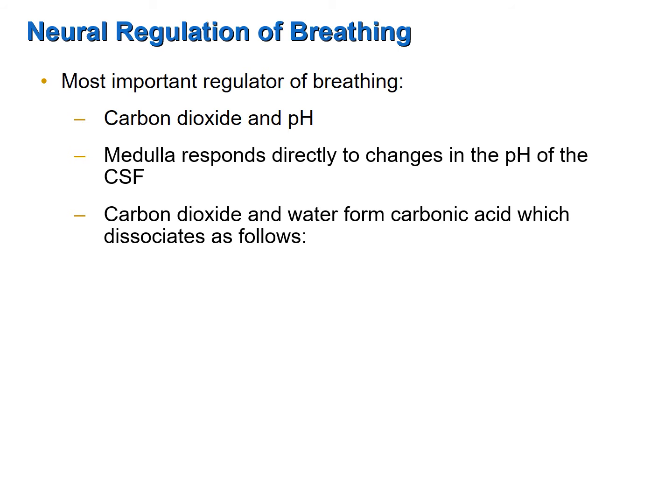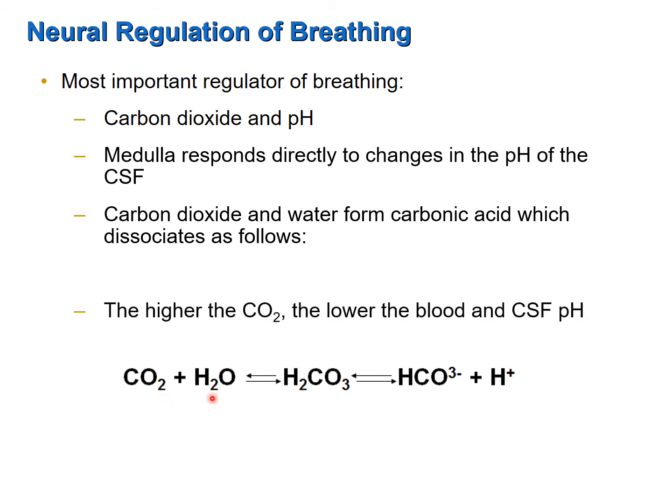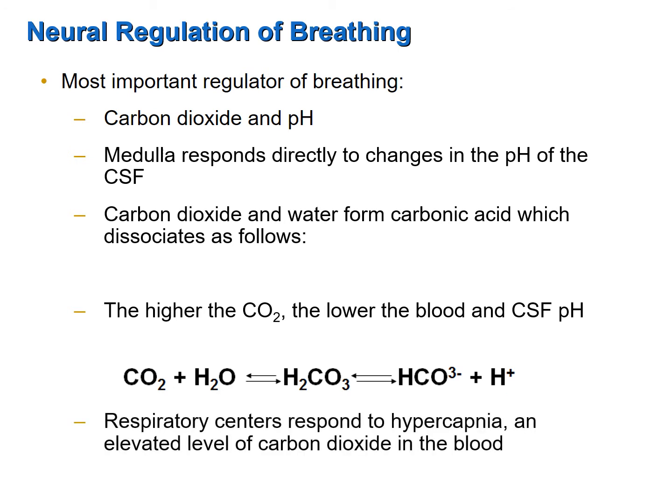Well, carbon dioxide and water form carbonic acid, and they dissociate as follows. Carbon dioxide plus water yields carbonic acid. Carbonic acid then dissociates into bicarbonate and hydrogen ions. So the higher the levels of carbon dioxide in the blood and cerebral spinal fluid, the higher the hydrogen ion concentration, and therefore the lower the blood pH and pH of the cerebral spinal fluid.